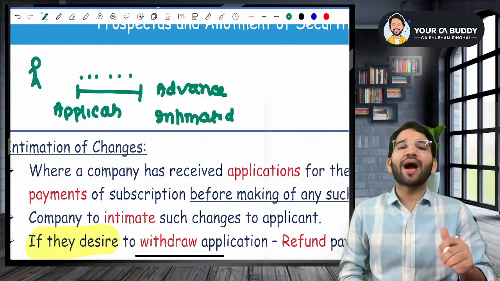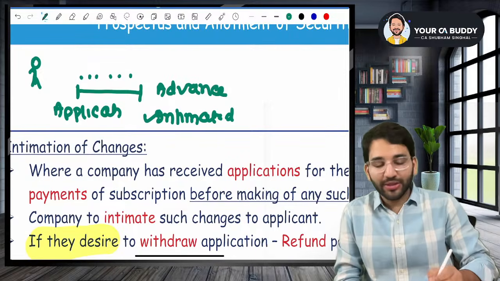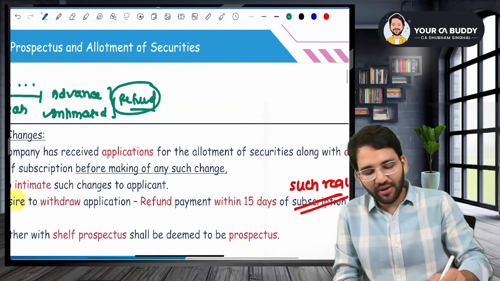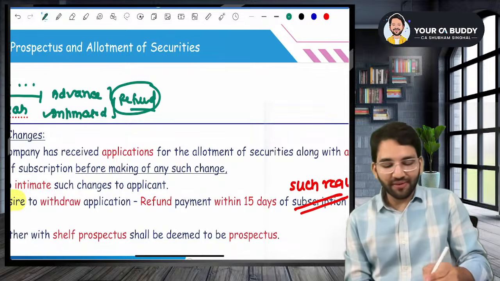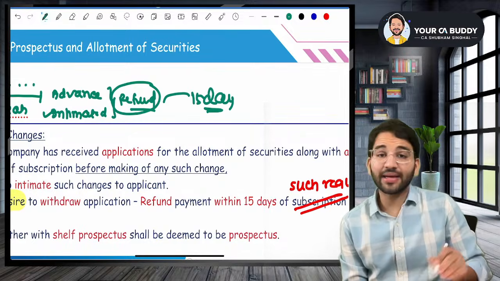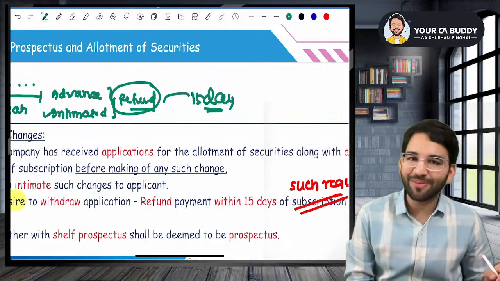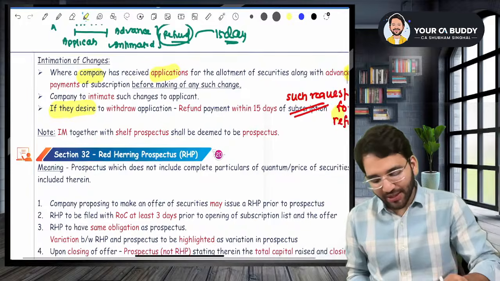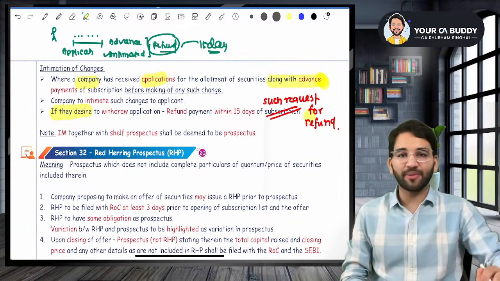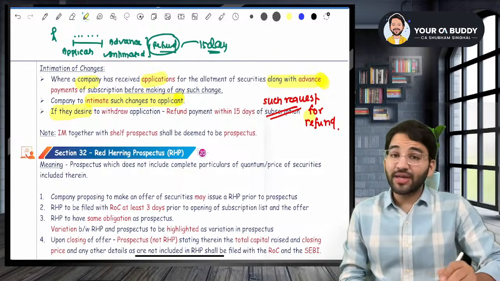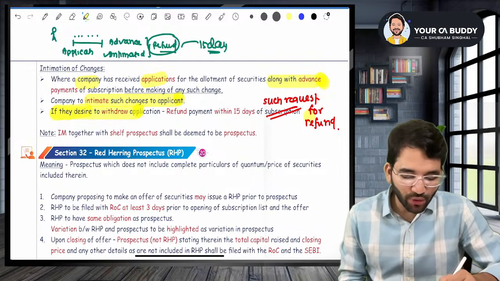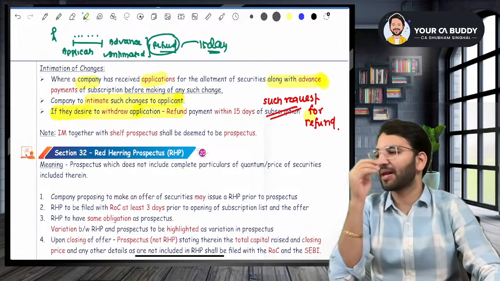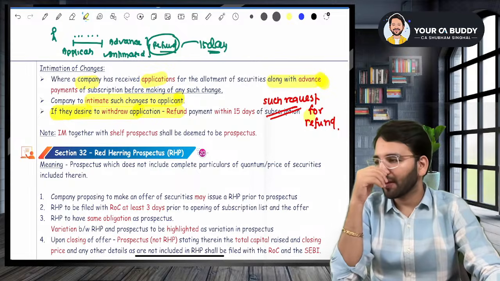In that case, if you have given some advance and once you get to know about the changes, you can ask for a refund. And once you ask for a refund, the company will give you a refund within 15 days. If the company doesn't give within 15 days, the company will have to give you some interest also. So basically, where a company has received an application for allotment along with advance payment, and the company intimates any changes to the applicant, and if they desire to withdraw the application, the amount will be refunded within 15 days of such application. Okay, are you with me? Yes, guys.